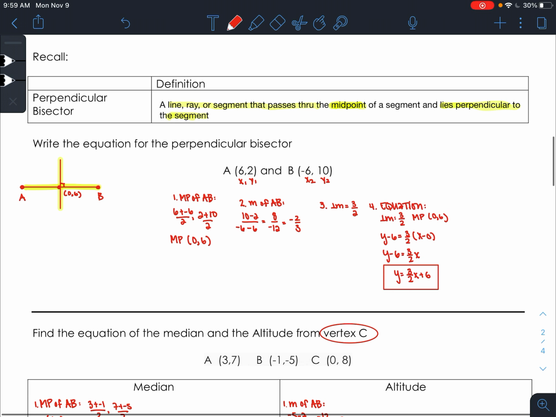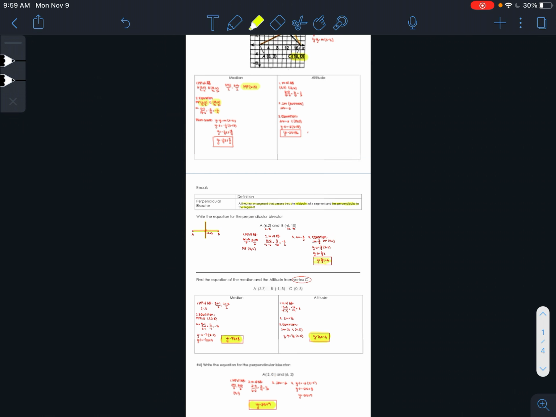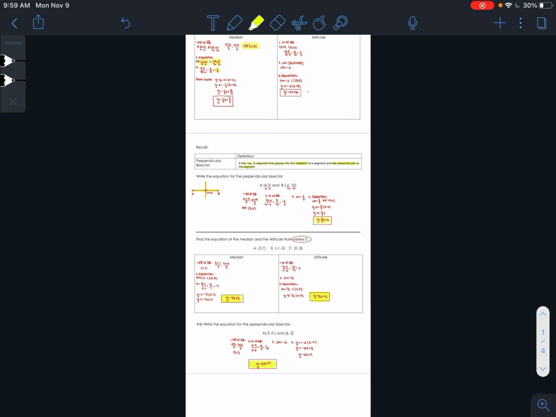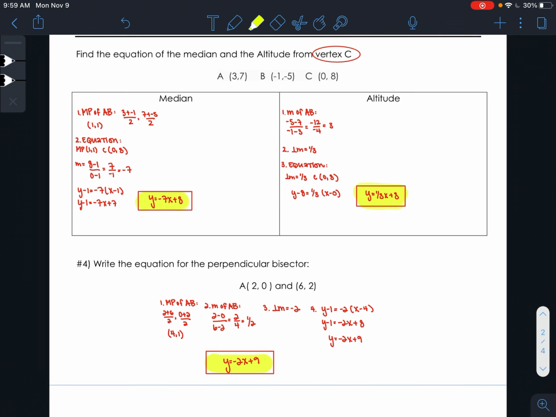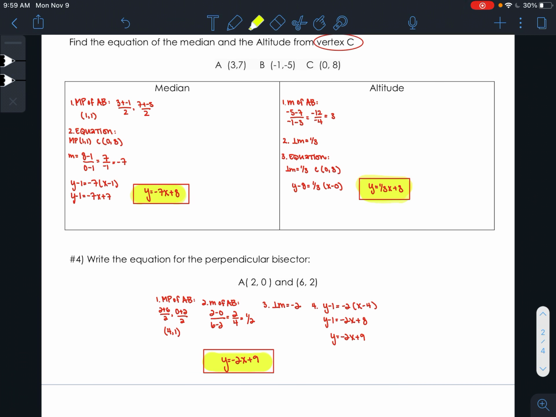All right, guys. So that's kind of the bulk of this lesson. I do have 3 more examples down here. What I would like you to do is try them on your own using the steps from up above. I'm just going to show you my answers here. I did outline them step by step, so I'm guiding you through. For example, for median, you're going to find the midpoint, then you're going to write the equation, and then that's your final answer.